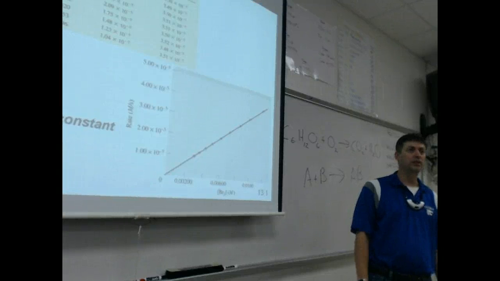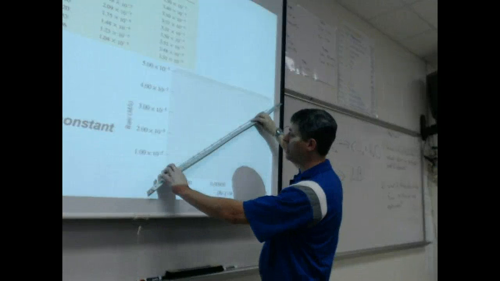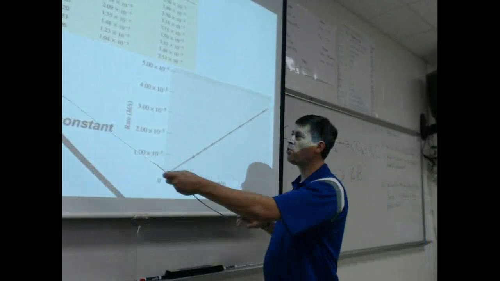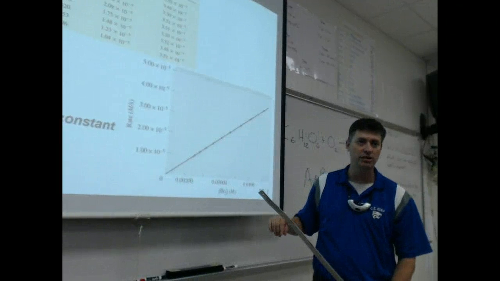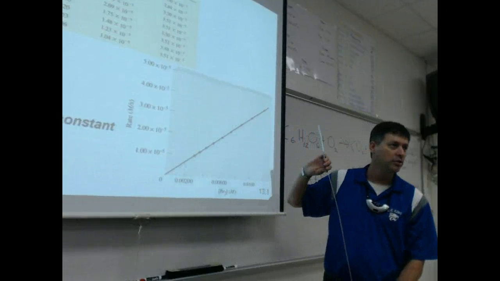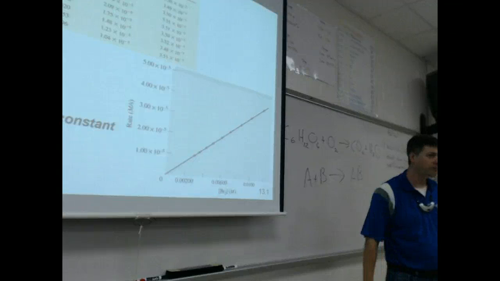And it's constant, so we get a straight line, not a curve. The rate is proportional to the change in concentration. Mathematically, we get a straight line from that. The slope is constant. Does that make sense?